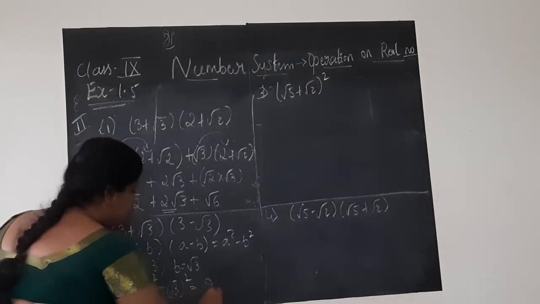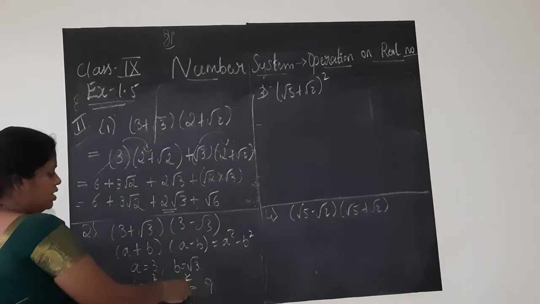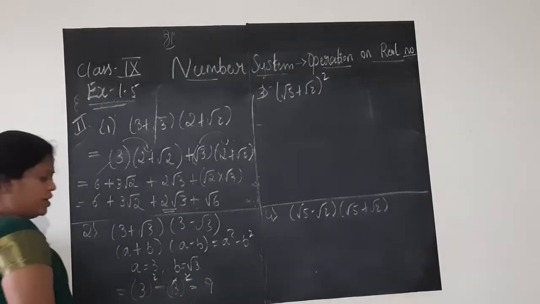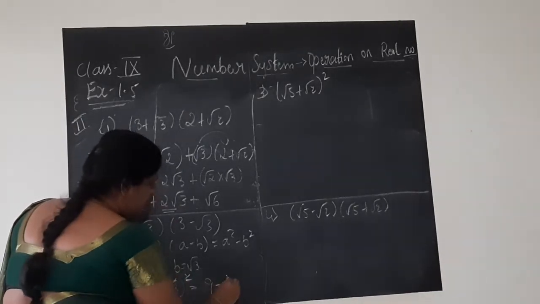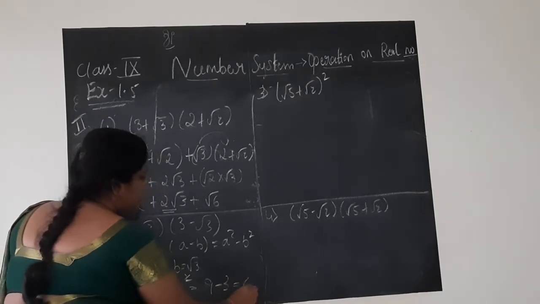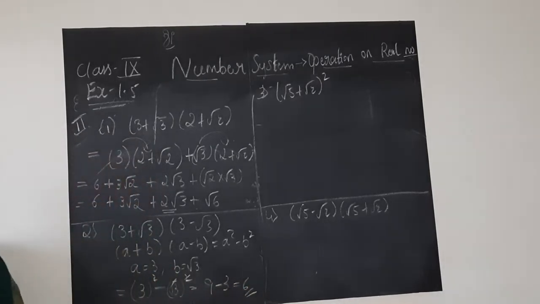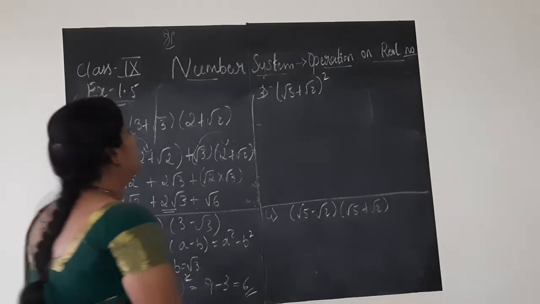3 square means it is clearly 9. Square root 3 whole square is there, in which square and square root will get cancelled. Minus sign as it is, you are left with only 3. 9 minus 3 is 6, that is the answer. That's all. Very simple problems, children.